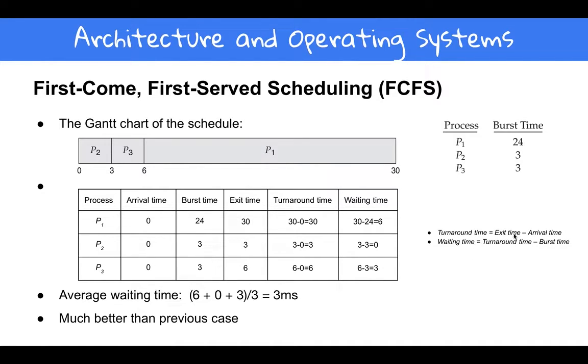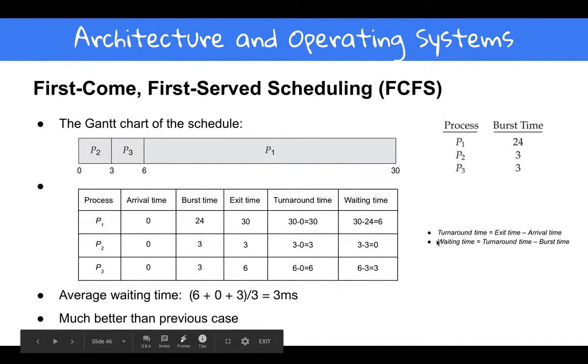So the turnaround time is exit time minus arrival time. Exit time 30 minus 0 is 30. So P1 was in the process for 30 seconds in the ready queue and execution time. Second one, which is P2 here, arrived at 0, finishes at 3. So the turnaround time is 3 seconds. 3 minus 0 is 3. The turnaround time for the last one is exit time, which is 6, minus 0, which is 6. That's right, because it is here for 6 seconds, although it waited for 3 seconds that we'll see here.